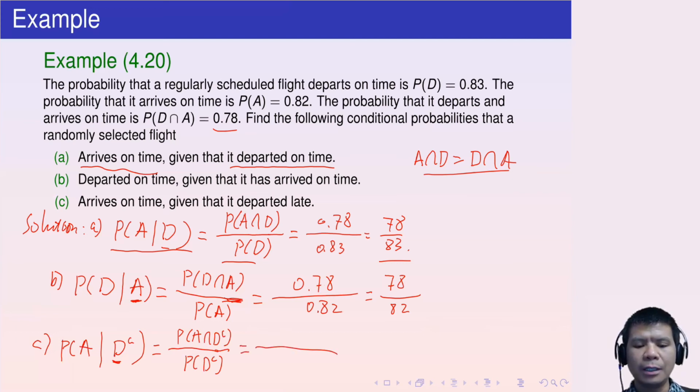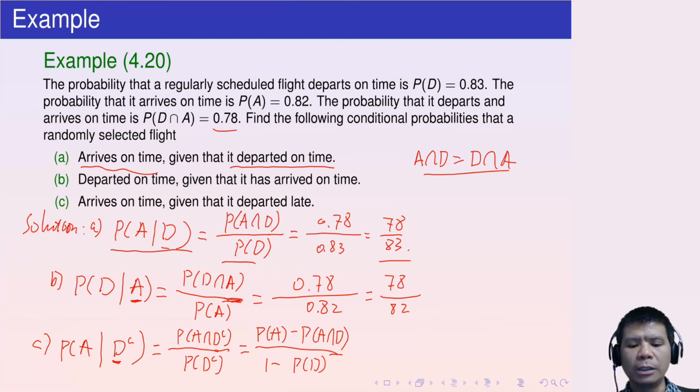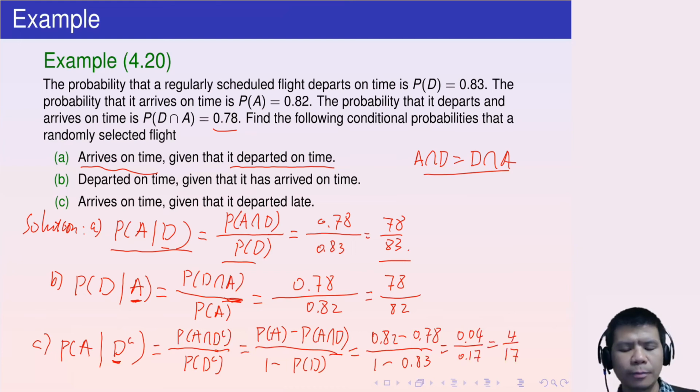So on the top, that's the difference rule: probability of A minus probability of the intersection of A and D. On the bottom is the complement rule, 1 minus probability of D. So we got probability A is 0.82 minus probability of intersection 0.78, over 1 minus 0.83. So that's 0.04 over 0.17, which is 4 over 17. Right, 4 over 17.